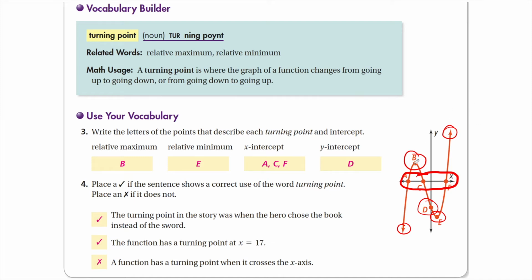Alright, remember, a turning point is a singular point in which it changes direction. So if it were to cross the x-axis, that would mean that it would have to increase past the x-axis as a whole before it actually did the turning point. So crossing the x-axis wouldn't work.